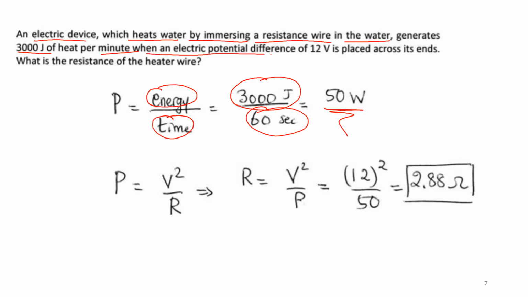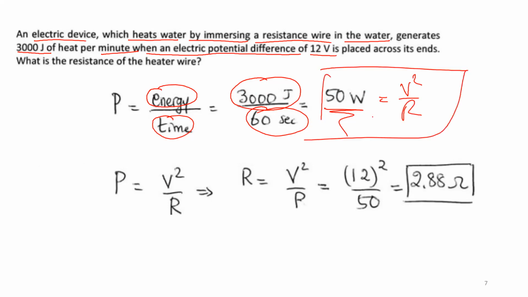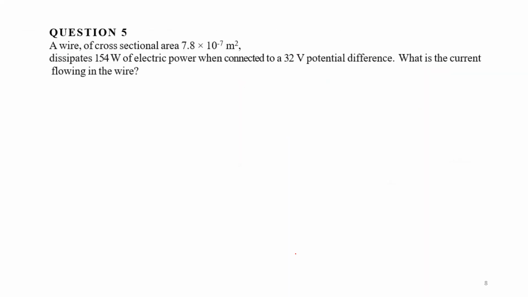When an electric potential difference, this is the voltage, of 12 volts is placed across it, what's the resistance of the heater wire? Of course, this power is just equal to V squared over R. I know everything here. My only unknown will be R. V squared is 12 squared, so I get my R. It will be V squared divided by power, and you get this. This is a typical type of problem, very simple.